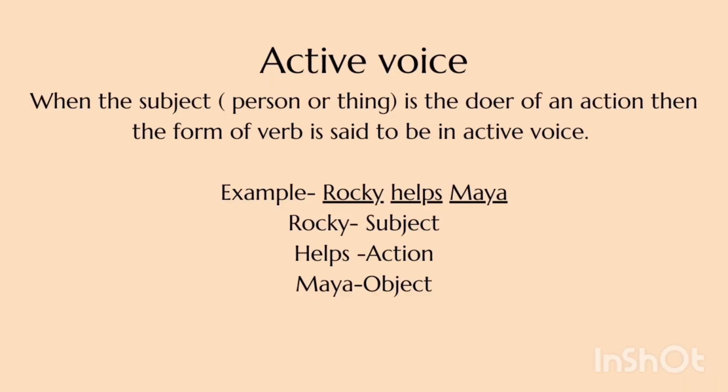So first we have to learn the definition of active voice. When the subject, the person or thing, is the doer of an action, then the form of verb is said to be the active voice. Example: Rocky helps Maya. What is the action here? Help. Who is helping? Rocky. Whom is he helping? Maya. So here the subject is Rocky, help is the action, and Maya is the object. So this is an example of active voice.